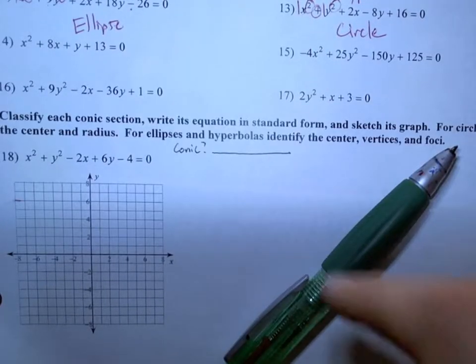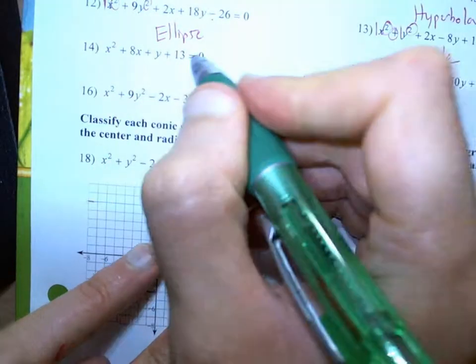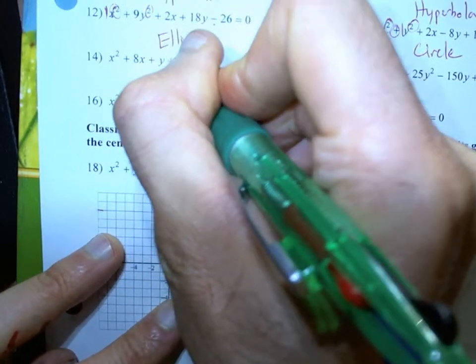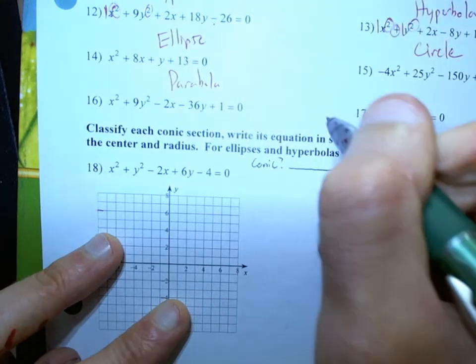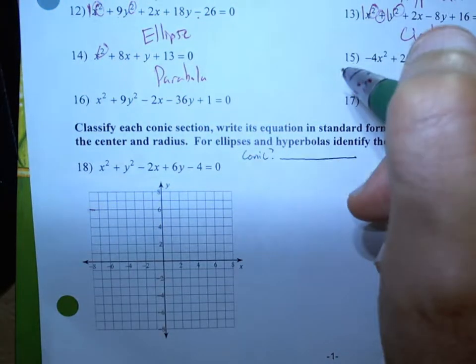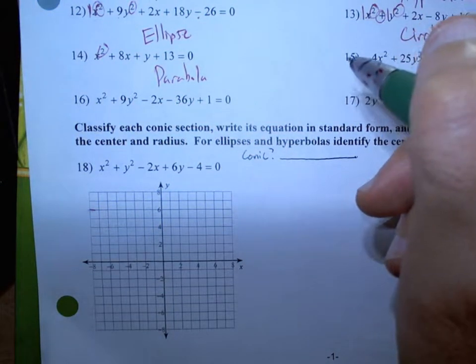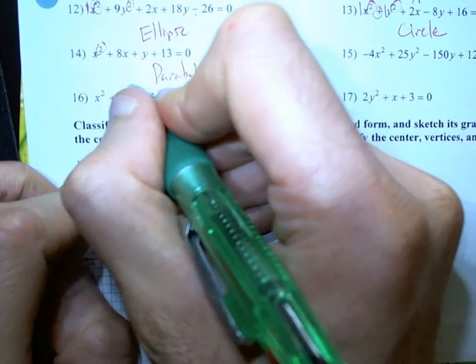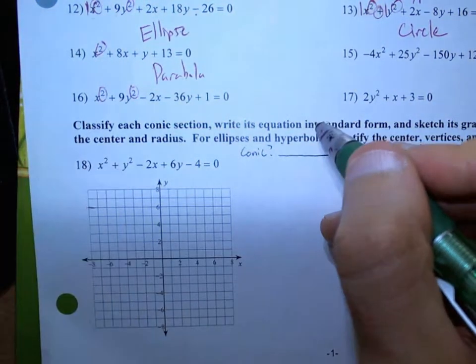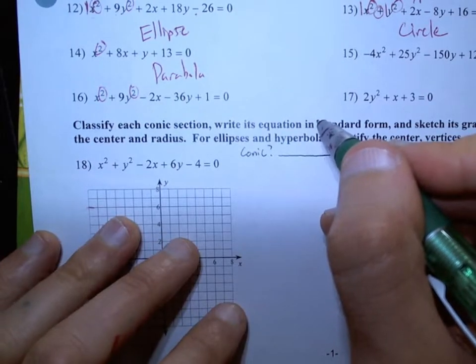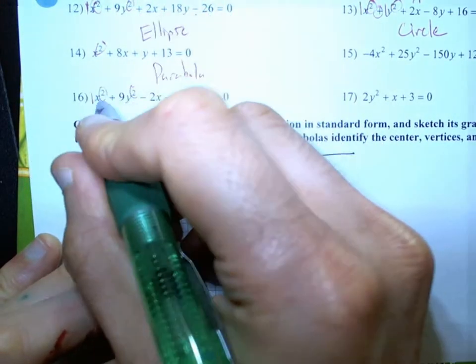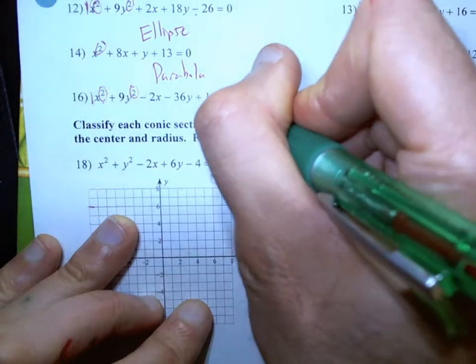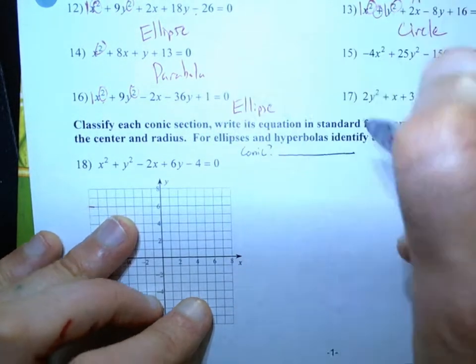Number 14, what do you think? All right, parabola. Why is it a parabola? Only one squared term. Fantastic. Why don't we go down to number 16? Aurelio, it's not a parabola because it has two squared terms. What conic is it, Aurelio? It is an ellipse. You've got a 1 and a 9. It's positive, so it's not a hyperbola. It's an ellipse. Good.